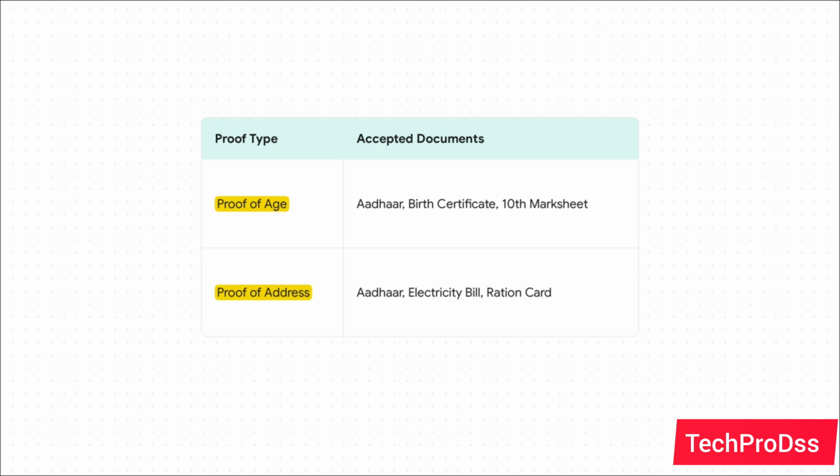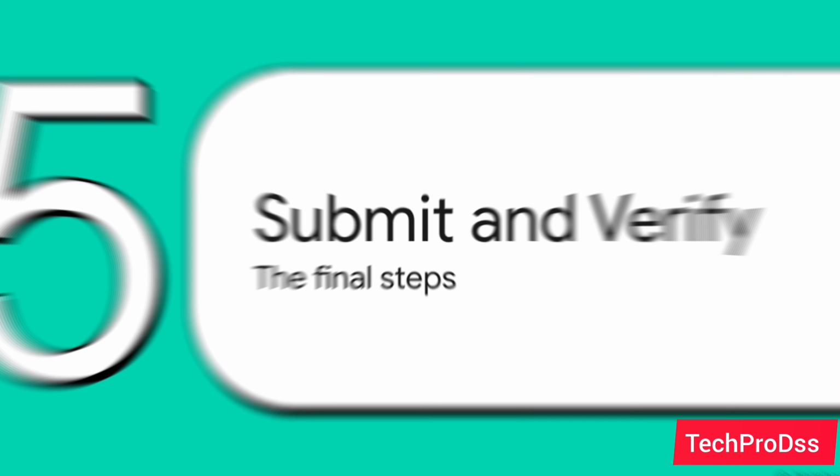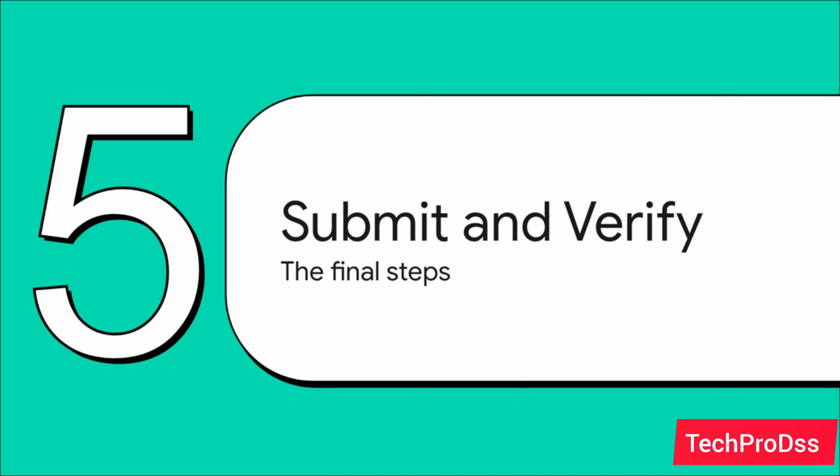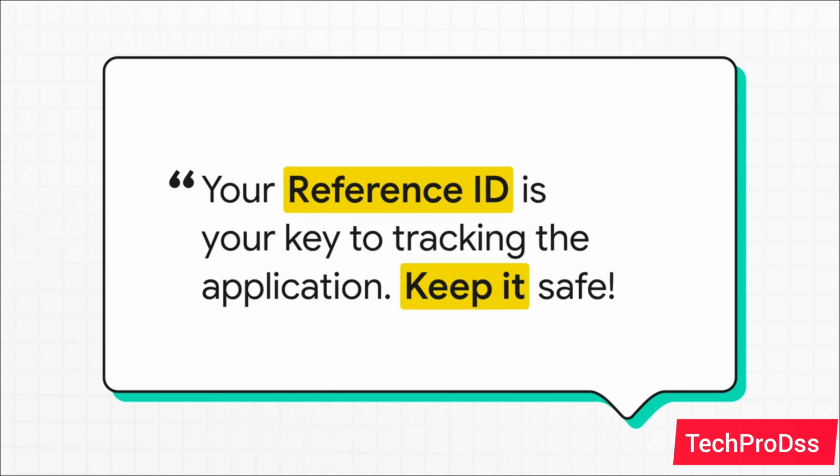You'll need to upload scans or even just clear photos of two documents, one for your age and one for your address. For age, something like a birth certificate or your 10th grade mark sheet is perfect. For address, a utility bill or a ration card works great. But hey, here's a fantastic pro tip. Your Aadhaar card can often be used for both age and address proof. That can make this step even easier.